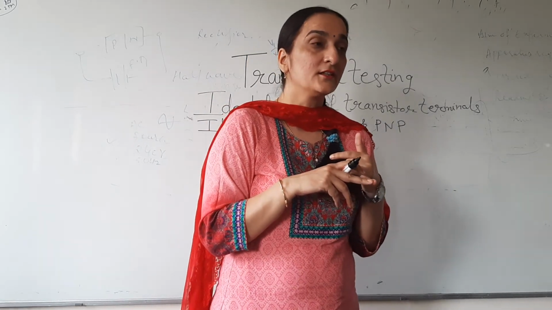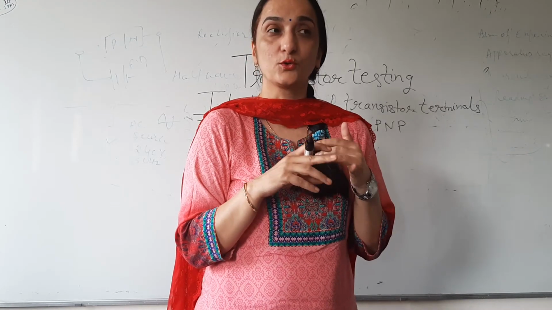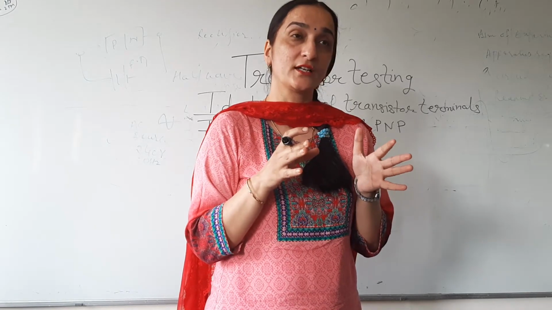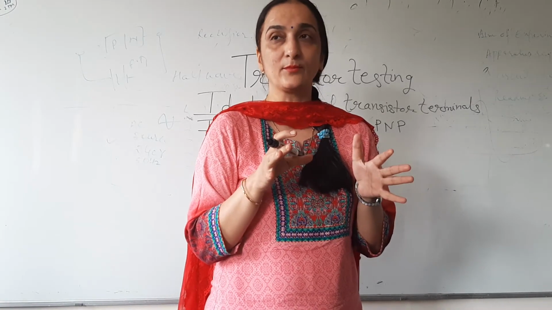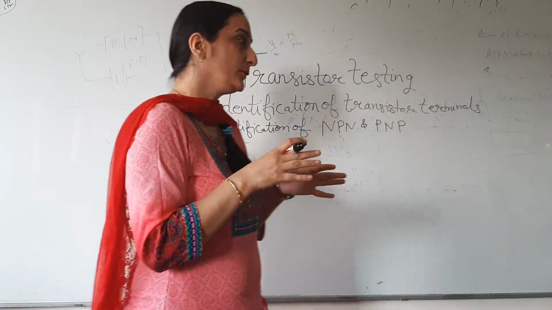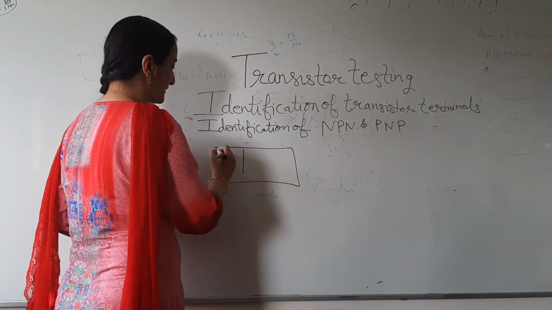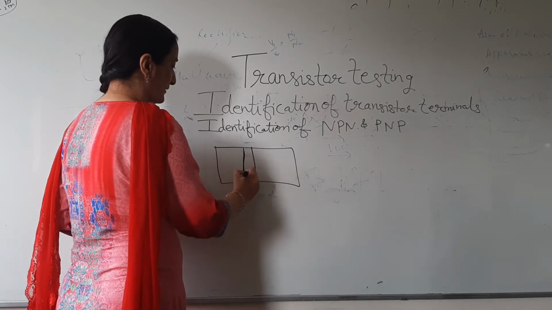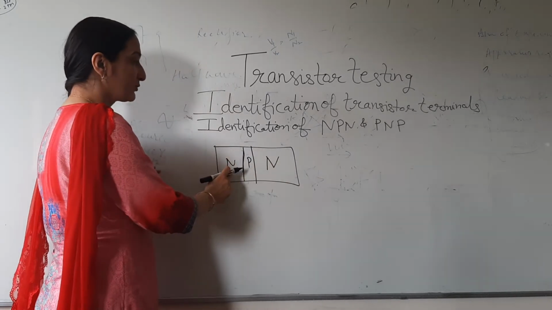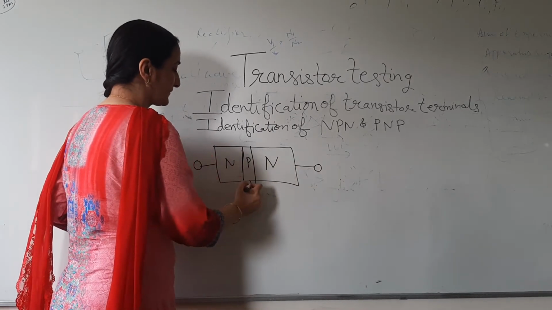It is a 3-terminal, 2 p-n junction device. When 2 p-n junctions are connected together, it gives rise to a new device called a transistor. It can be constructed in 2 ways, NPN and PNP. NPN means when a p-type semiconductor material is sandwiched between 2 n-type layers, it is called an NPN transistor.